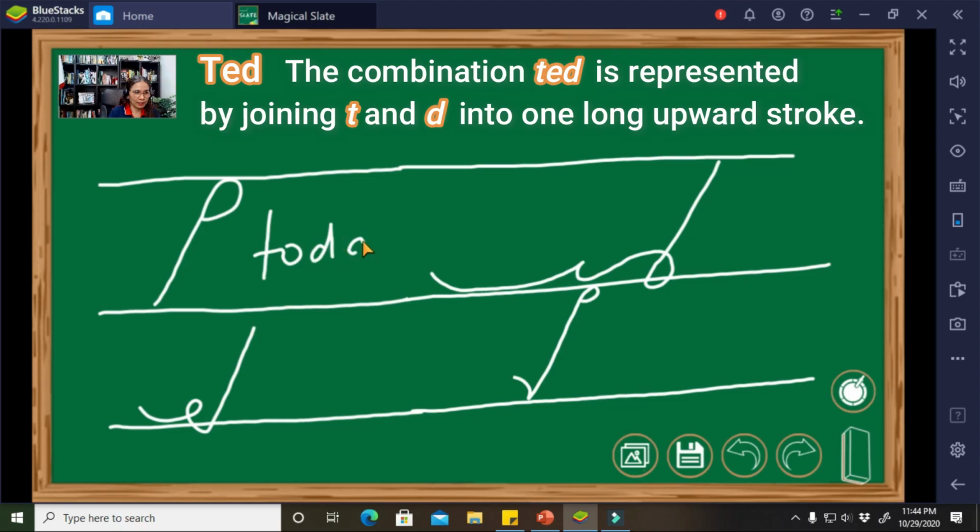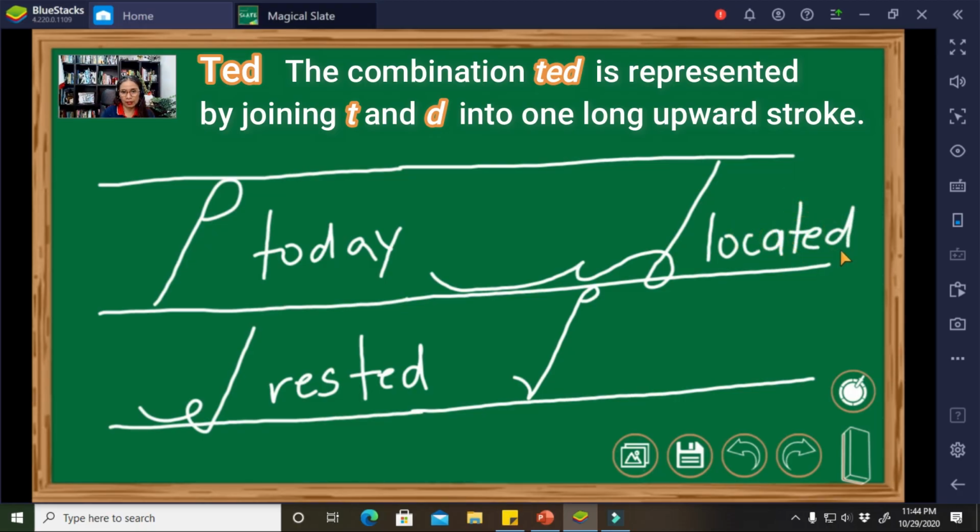All right, so this is "today." Check your work. And then the next one is "rested." What about this one? We have "located." That's it. And this one is "steady," or "study." It could also be study. Okay? Some more examples.